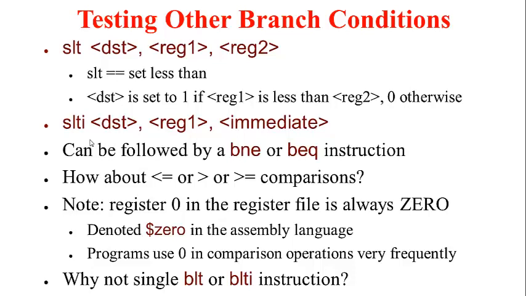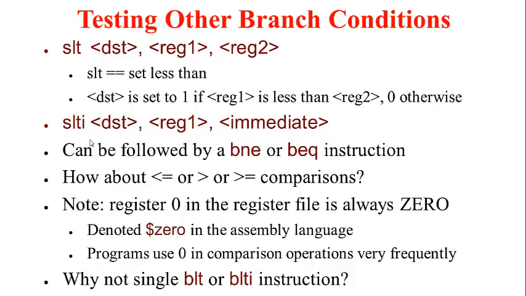Now, if we want to do a comparison of lesser than, you can follow up an SLT instruction with a BNE or BEQ instruction, as the case may be. A thinking exercise at this juncture is, do we need separate instructions for comparison of lesser than or equal to, greater than or equal to comparisons? What do you think? So note that in this scheme of things, if you want to compare one register value to another register value lesser than and then branch based upon that condition, it's a two-step process. First, you have to use the SLT instruction followed by a BNE or BEQ instruction.